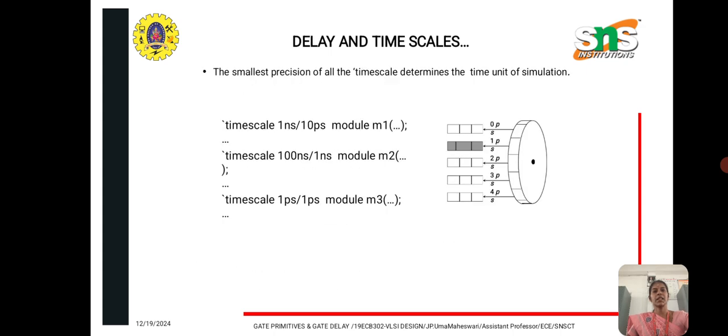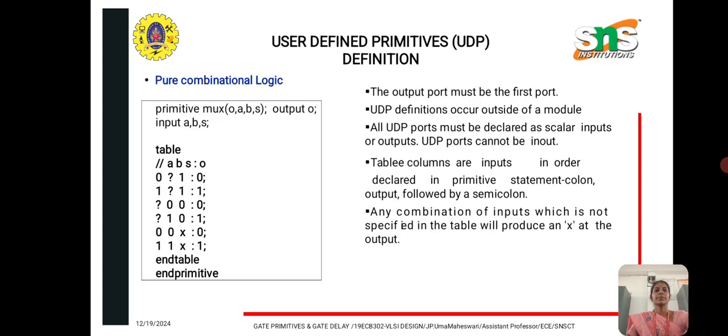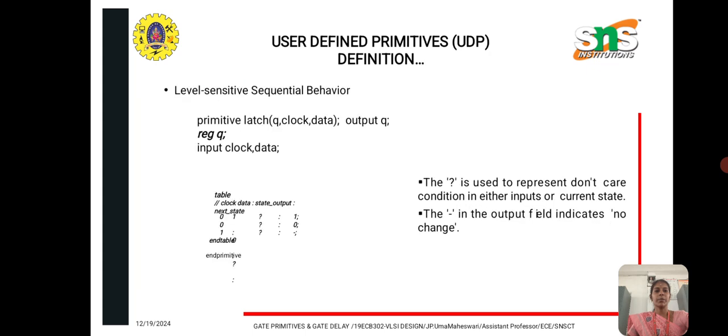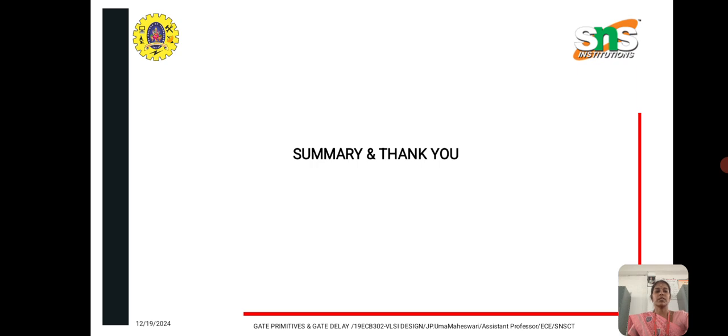Delay and timescales: the smallest precision of all the timescales determines the time unit of the simulation. Then user-defined primitives, UDP table symbols, UDP definitions and so on, as a continuation of this definition. The assessment is: what are Verilog structural primitives, how is the delay calculated in this program flow, and how are user-defined primitives calculated. Thank you.